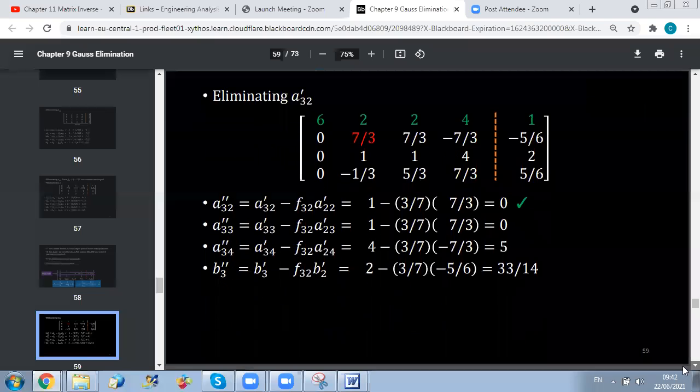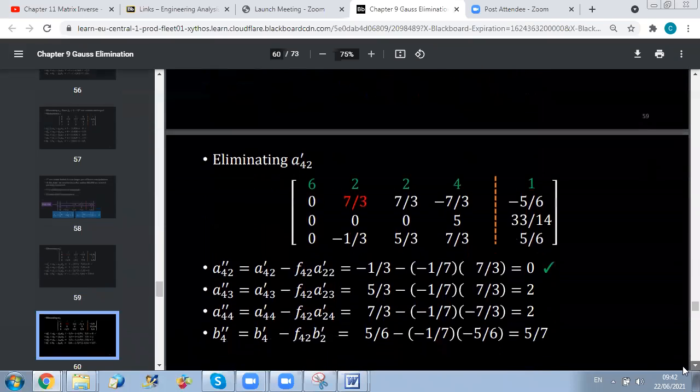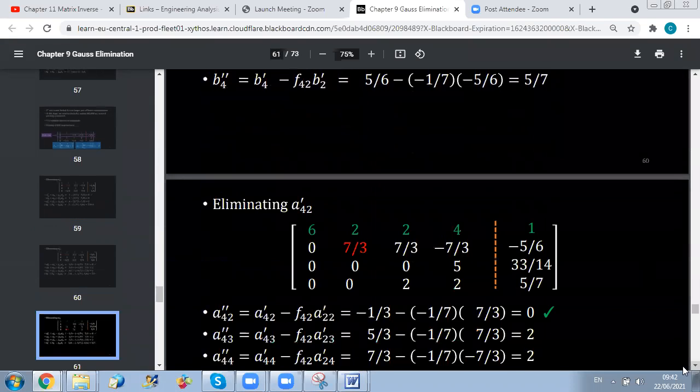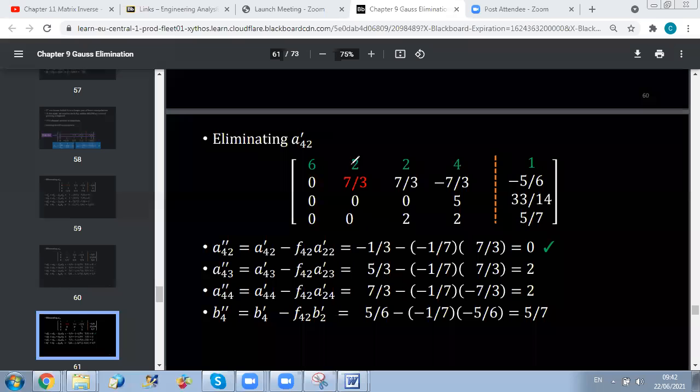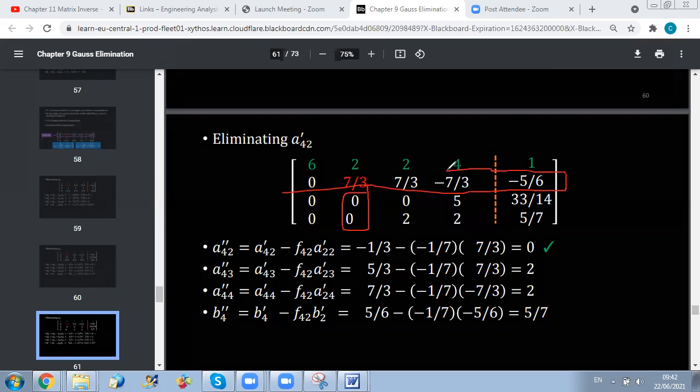So the updated matrix now will be the following one. And already we are done with forward elimination for the second column. So here we have 0, 0. And now this row is locked, okay? Because I am done with the second column. Now this row is locked.